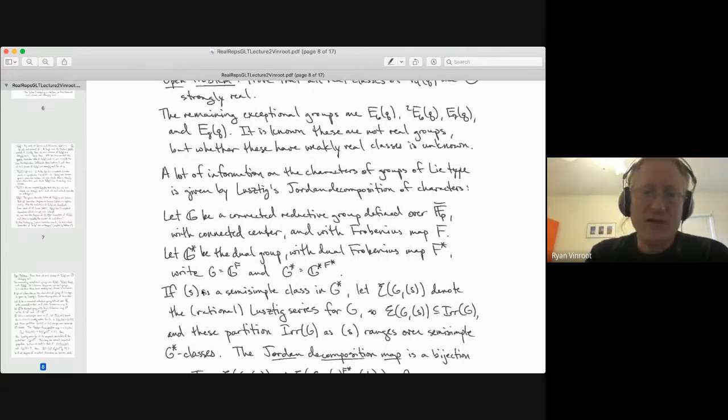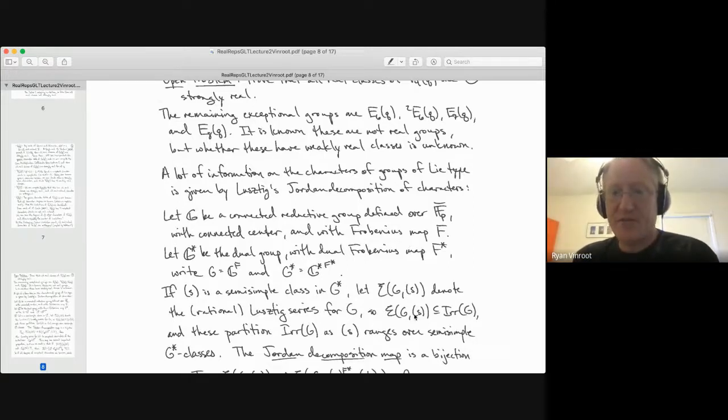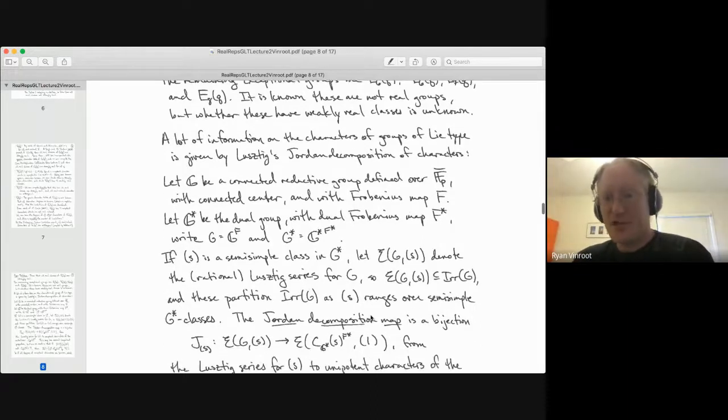So now let's look at a semi-simple class in the dual group, and this script E parameterized by the semi-simple class S. This is a subset of the irreducible classes of our finite reductive group called the Lusztig series. These things partition all of the irreducible characters as S ranges over all of the semi-simple classes in the dual group G star. So the Jordan decomposition map, first it's a bijection, and I'm just calling it JS.